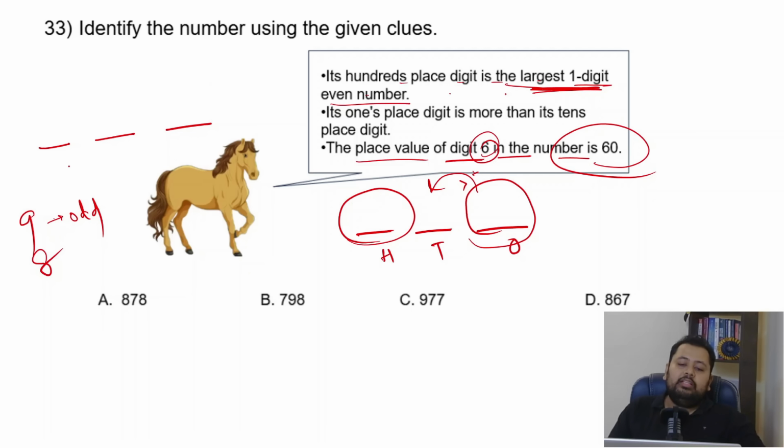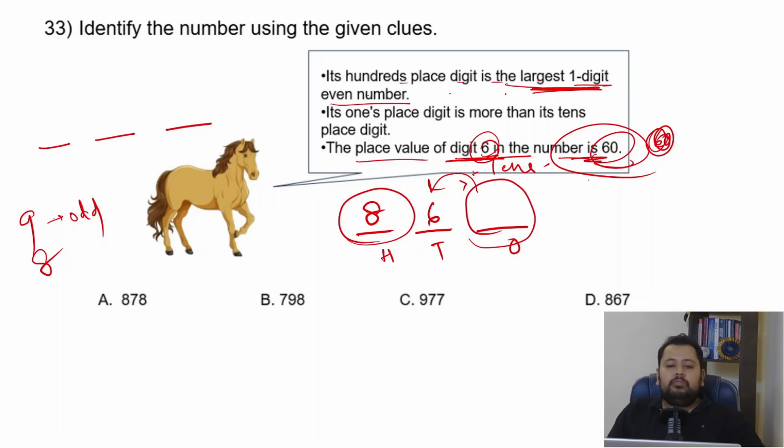So we now know in the hundreds place it will be 8. Correct? Now its ones place digit is more than its tens place digit, so we'll come back to this one. The place value of digit 6 in the number is 60. So if this place value is 60, where is 6 placed? Obviously 6 is placed in the tens place, so 6 will come over here.